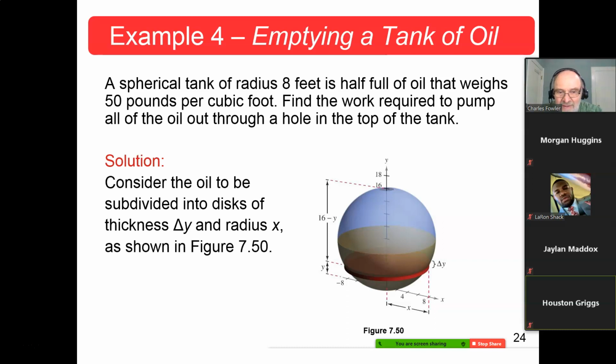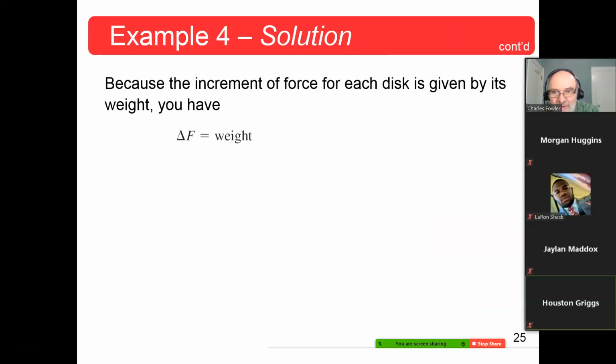So they're skipping one of the more complicated parts of the problem. Let me get you to where it is. That volume right there is the part that we're having to calculate, and this is the tough part. We know it's 50 pounds per cubic foot times the volume of that disc. So what is the volume of the disc? Here is where they tell you. The volume of the disc is pi x squared times your delta y.